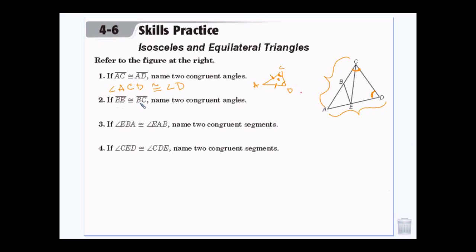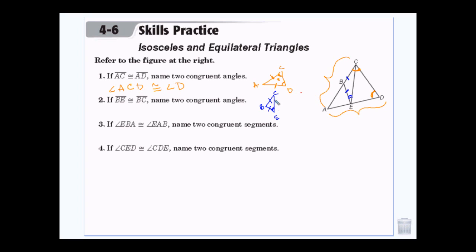Let's go to a different color. If BE is congruent to BC, so BE and BC, we want to know which angles are congruent. Well, this angle is opposite BC, so that's angle E. If it's confusing, break it out and redraw it. So take that little triangle out of the picture and draw it off to the side. And then it might be less confusing. Is that helpful? Okay.